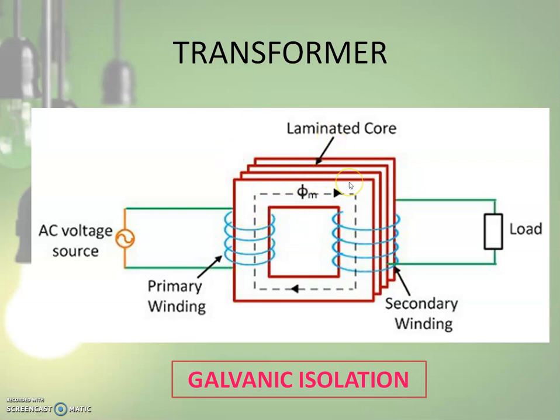This is the schematic representation or circuit representation. So here we have a magnetic core to which two sets of windings are connected. The one which is connected to the input supply or AC source is called the primary winding, and the other one where the load is connected is called the secondary. So here the two windings are separated electrically but they are coupled magnetically. So it provides galvanic isolation between the two circuits, and they can be of step up or step down nature.